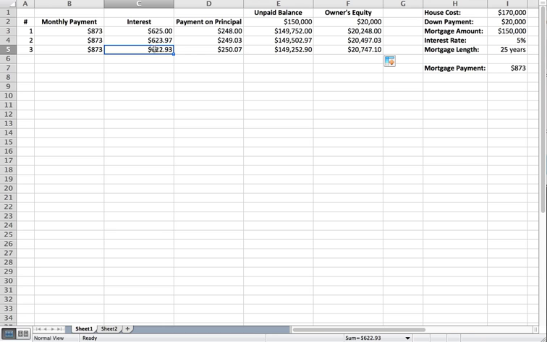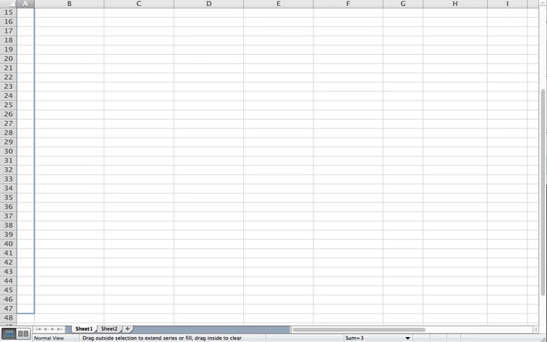When the interest that I pay drops, the payment on principal, the amount actually applied towards my loan, increases. It doesn't look very exciting over the first 3 months, but we're going to fill this down for all of the months of this loan to look at the life of the mortgage. So we're going to want to look at 300 payments. So I'm going to fill down some of these rows.